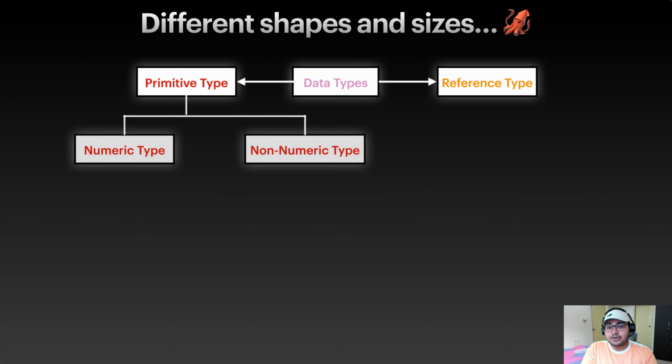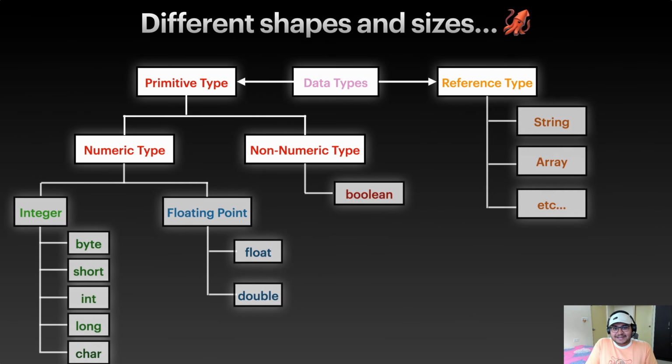Java provides a total of 8 primitive data types, which are further divided into two categories, that is numeric and non-numeric data type. The numeric category includes data types for storing integer values, namely byte, short, int, long, and char, as well as data types for storing floating point values such as float and double. On the other hand, for non-numeric data type, we have boolean as the data type. Let's see each of these primitive types in detail.